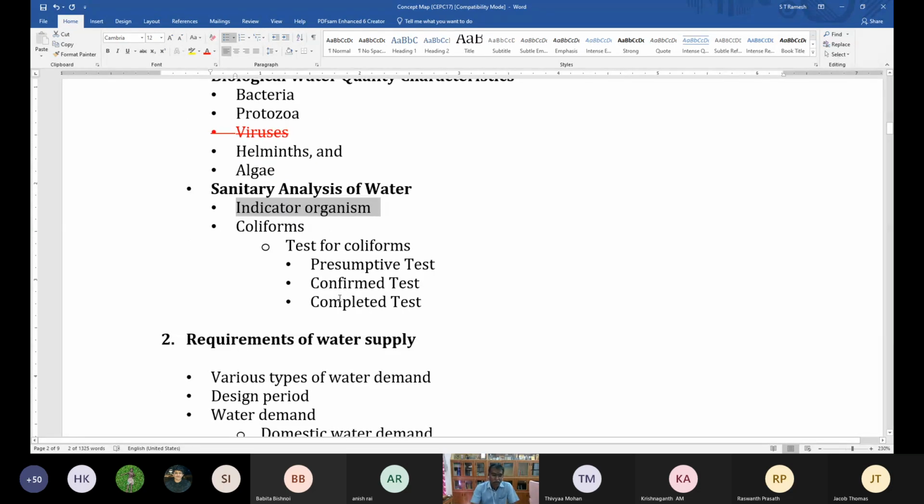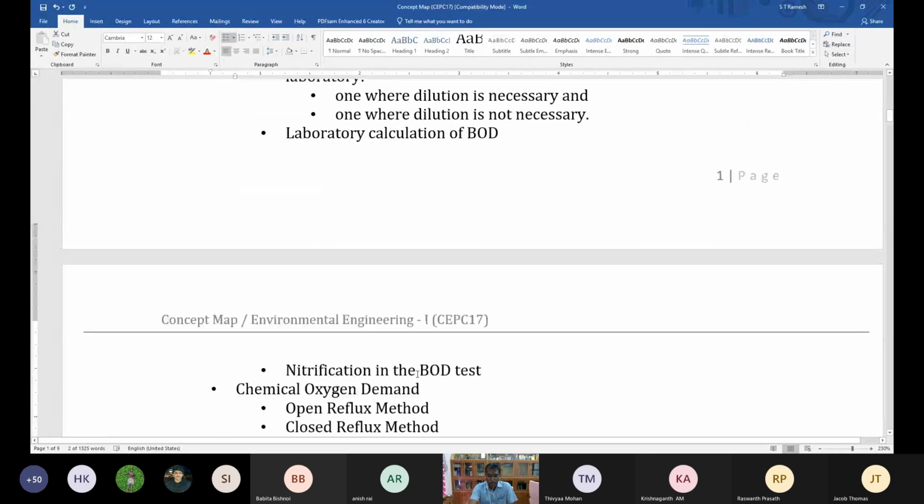If you give a sample to a lab, and if you have anything on water contamination, normally they do these tests: presumptive test, confirmed test, and completed test, and after that they'll give a confirmation that your water is contaminated with some suspects, either bacteria or virus. And if it goes further, they may also elaborate what type of bacteria and what type of virus is in the water system. Okay, so these are some elementary discussions on water quality characteristics.